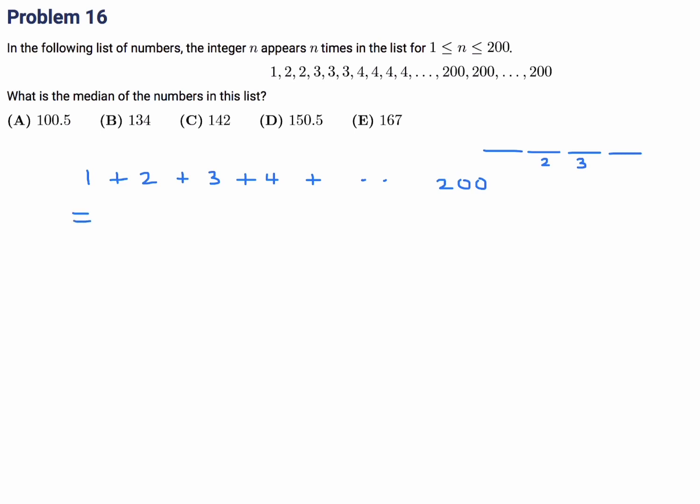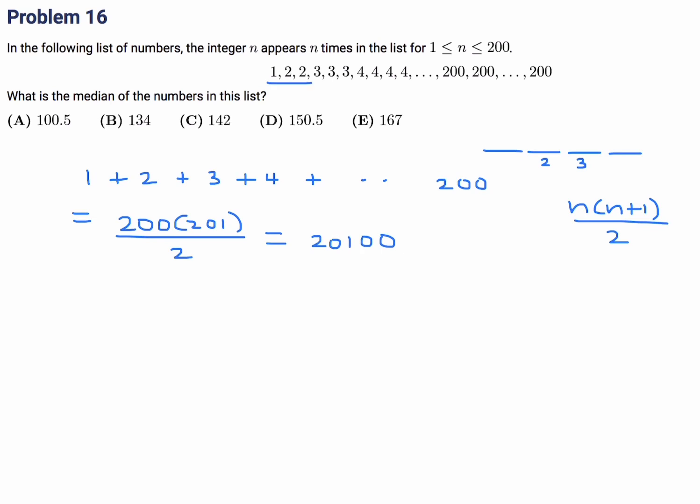Well, you know that formula for consecutive numbers. So that's the formula I'll use. Divide that by 2, and when you do this math, you get 20100. So this is how many terms there are in that entire list. So the median, very similar, would be the average of the middle two.